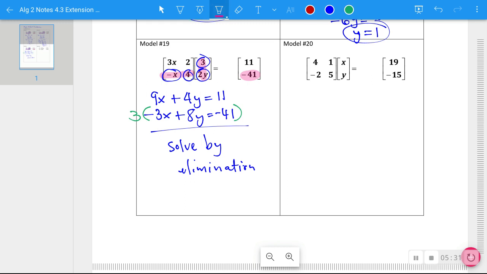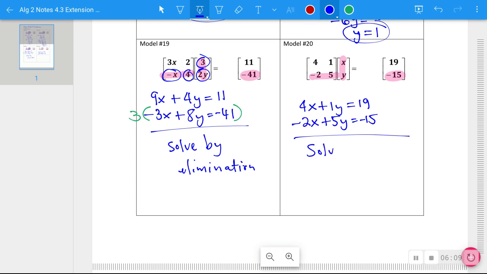Okay, one more like this. Top row times only column gives top row only column. And this is, by the way, hinting at where we're headed with this. 4x plus 1y equals 19. And then when you switch gears to the bottom row times the only column, you end up with negative 2x plus 5y equals negative 15. Now I would solve this one either by elimination or substitution.